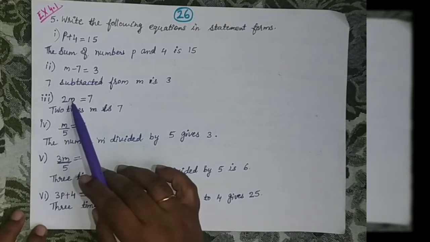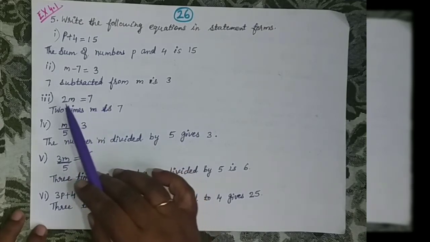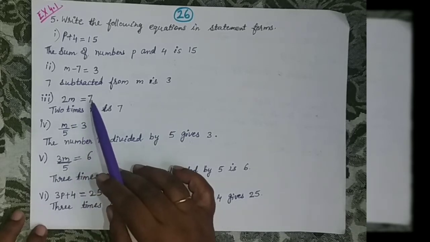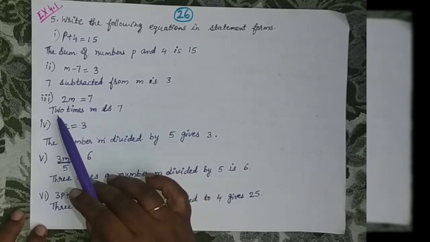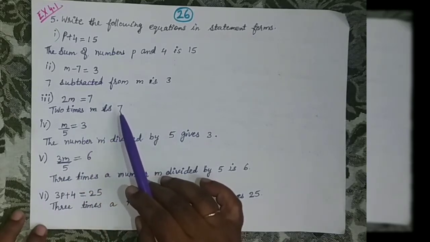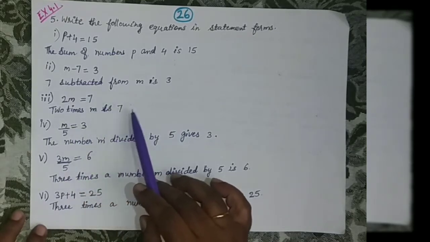Now third one, 2m is equal to 7. 2 is multiplied by m. 2m means 2 is multiplied by m. Then you are getting 7. So you can write the statement as 2 times m is 7. Okay. 2 times m is 7.